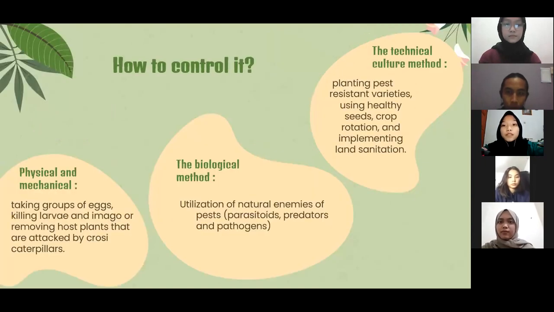How to control it? First, physical and mechanical control can be done by taking groups of eggs, killing larvae and imago, or removing host plants that are attacked by the caterpillars. The second is the biological method, utilization of natural enemies of pests, parasitoids, predators, or pathogens. The third is the technical culture method, by planting pest-resistant varieties using healthy seeds, crop rotation, and implementing land sanitation.